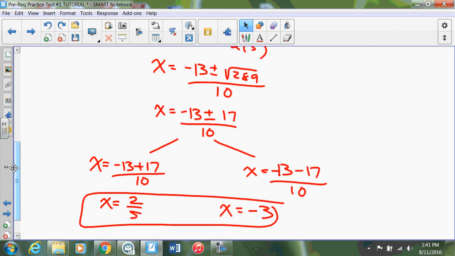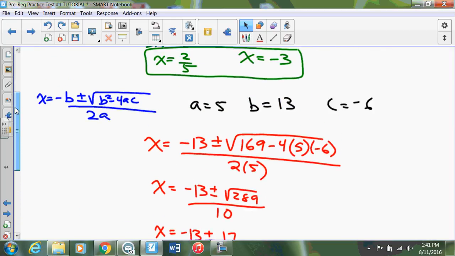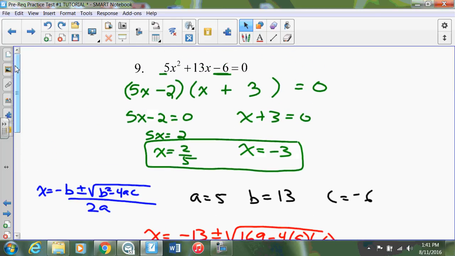So your choice. It says solve using any method. I'm not going to, on the PreReq test, force you to use factoring when we have a leading coefficient that's different than 1. So it's your choice if you want to use that.